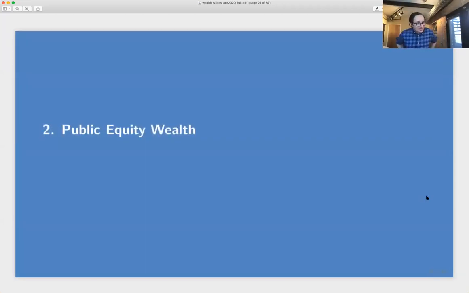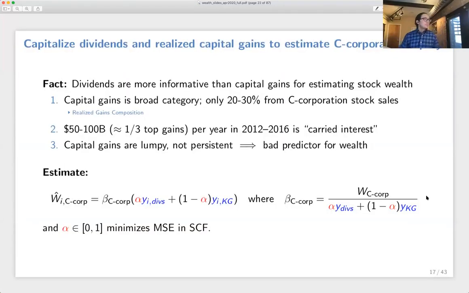Okay, so I only have 30 minutes left, so I'm basically going to give the high level summary of the other asset classes and what we do so that we can get on to results. For public equity, we don't have just one flow that we can use. We can use both dividends and observed realized capital gains. You might want to use realized capital gains to help estimate wealth for people who don't own dividend paying stocks.